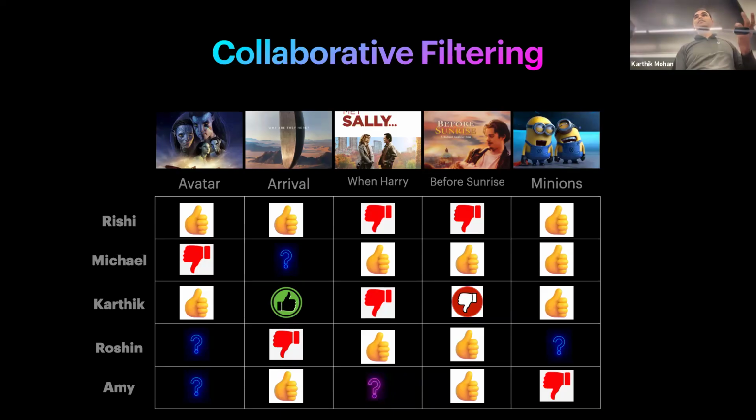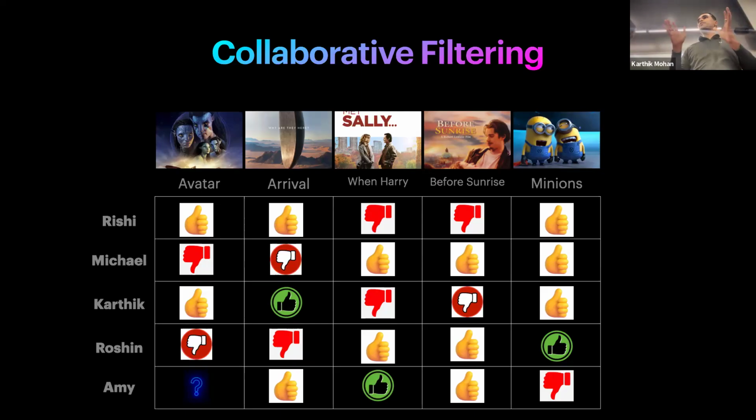And I can ask the same question for Amy. Does Amy like When Harry Met Sally? Well, who is Amy similar to, right? Maybe Amy is similar to, let's see, did we say who she's similar to? Maybe Michael? I don't know. Or Roshan? Anyway, she's similar to either Roshan or Michael, one of those. So you can keep doing that, mapping who you're most similar to and then filling in the blanks, right? And then you can fill in all the blanks, okay?